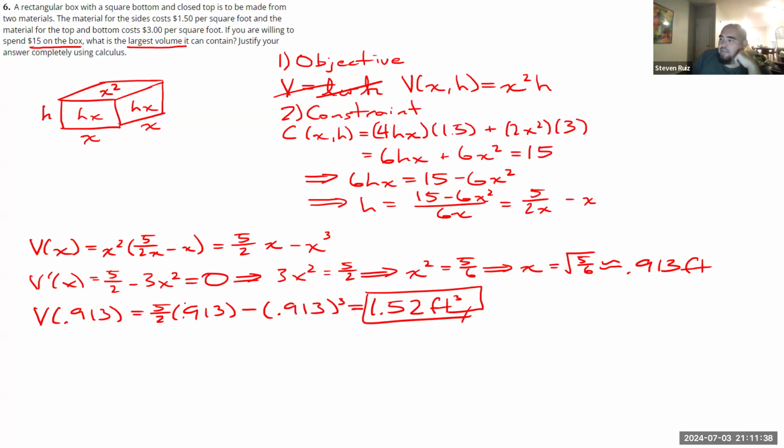So I now have a critical point. Let's use the second derivative test to make sure I'm right. So V double prime of x is equal to what? Well, the first derivative is 5 halves minus 3x squared. The second derivative will be negative 6x. So if my second derivative is negative 6x, and my value of x was positive, 0.913 feet, then this is going to come out to be negative. So if I have a negative second derivative at a critical point, that is going to give me a local maximum. So I feel even better about this answer now.